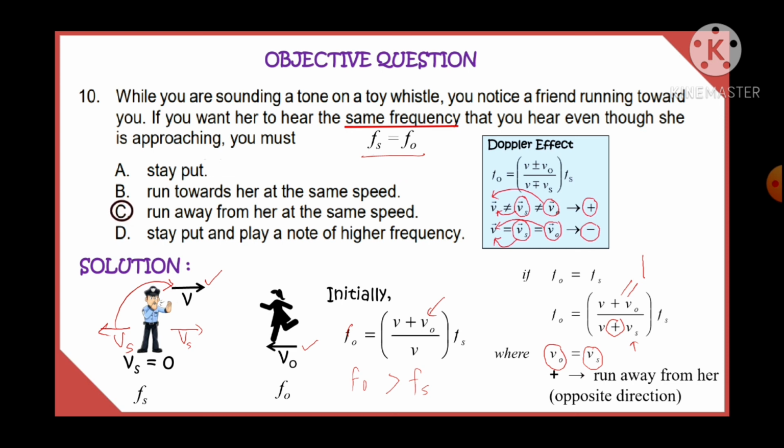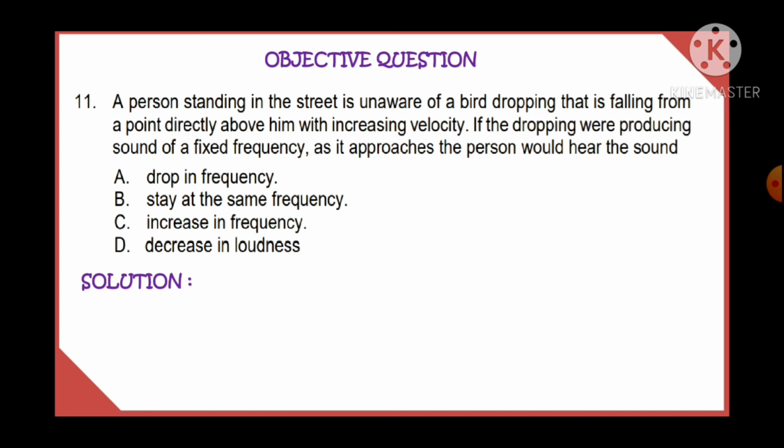Okay, we go to the last question, which is question number 11. A person standing in the street is unaware of a bird dropping that is falling from a point directly above him with increasing velocity. This is free fall motion: at the lowest point the velocity is maximum. If the dropping were producing sound of a fixed frequency as it approached the person, what type of frequency would be heard by the person?